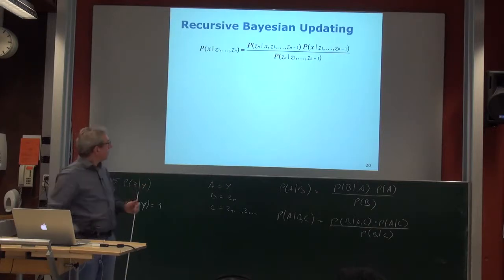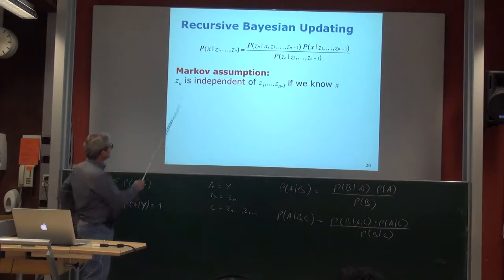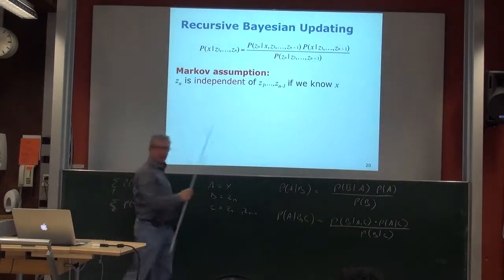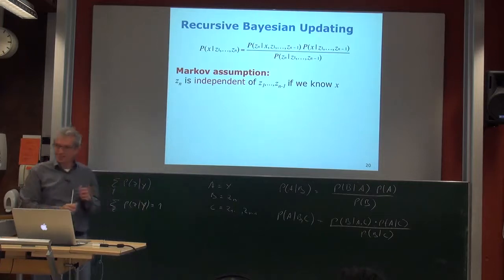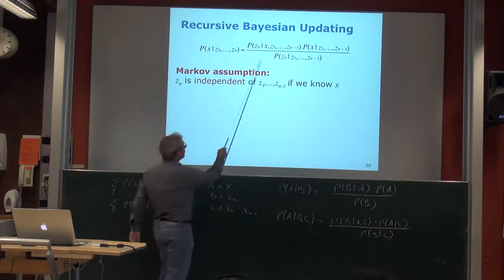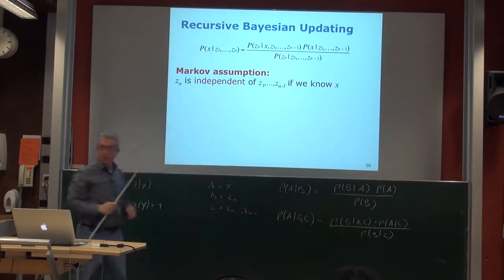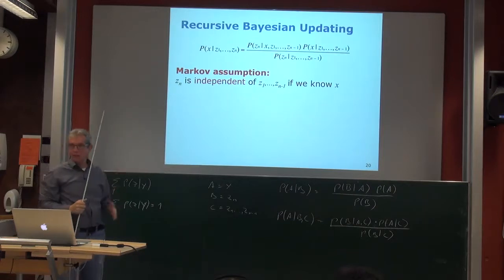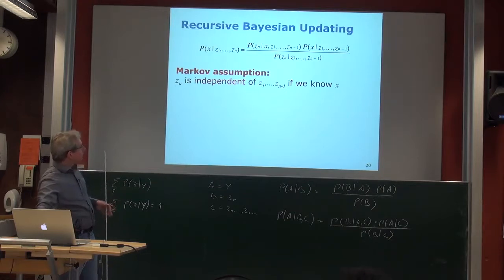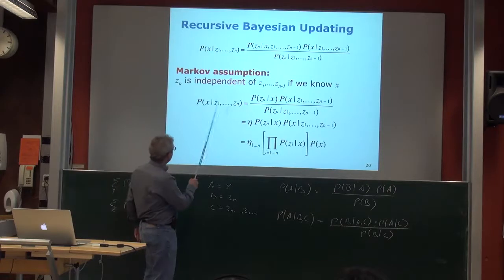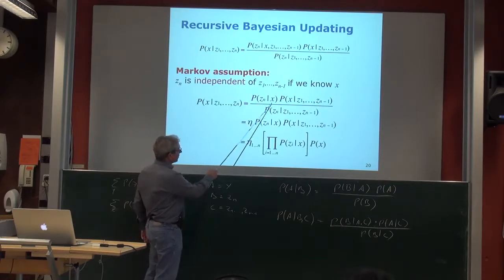And this is typically called a Markov assumption, saying that Zn is independent of all previous measurements if we know X. If we don't know X, then this is actually not the case. And that means basically that Z1 to Zn minus 1 do not provide us with any information about Zn, given we know the state of the door. So we can actually drop those terms from this equation, and we end up with P of Zn given X.